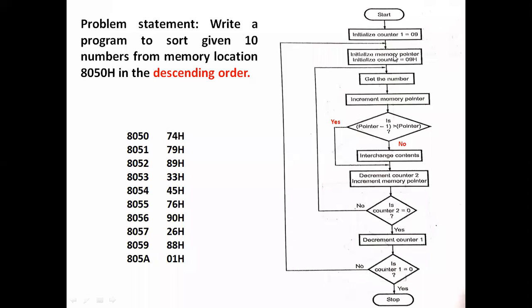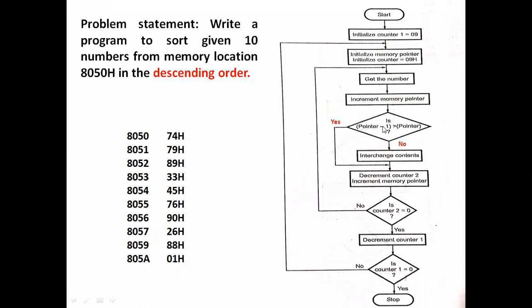Then we have to initialize the memory pointer because we have to locate where the number has been placed. And in each round, we have to do comparison. So again, we have to initialize the second counter, that is counter 2, by n minus 1. Since n is equal to 10, it will again be initialized by 9. Then we will get the first number. We will increment the memory pointer. The first number will be placed in the accumulator and the second number will then be compared.